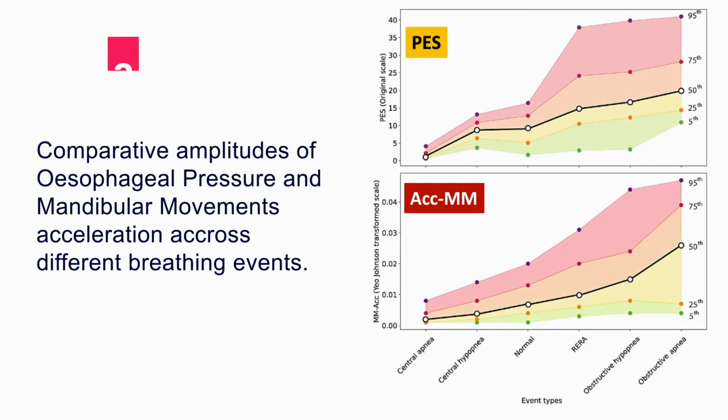The amplitude, followed through the median of both signals, esophageal pressure and mandibular movements, reflects very well the respiratory effort across central and obstructive events and for apneas and hypopneas. Obstructive events were characterized by higher values across all quartiles and a wider range of mandibular movement amplitudes compared with central events.